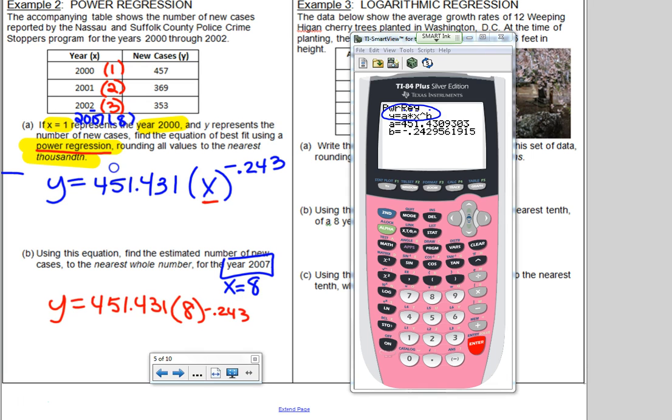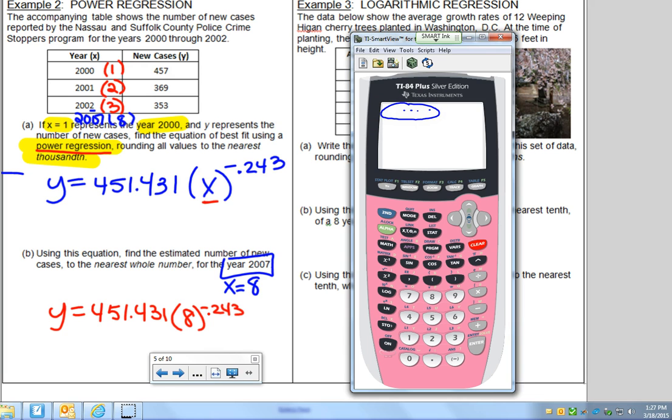So real easy, I'm going to fill in an 8 right here. And because everything is already on one side, I don't need to solve. All I got to do is put this all in my calculator to get my evaluation. Okay, so 451.431 times 8 raised to the power of negative 0.243. All right, and to the nearest whole number, that means it's going to be roughly 272 new cases.